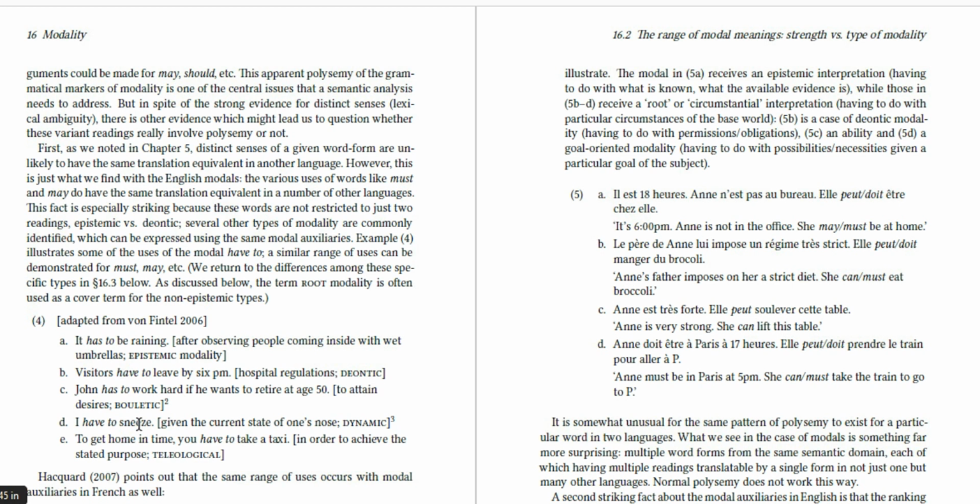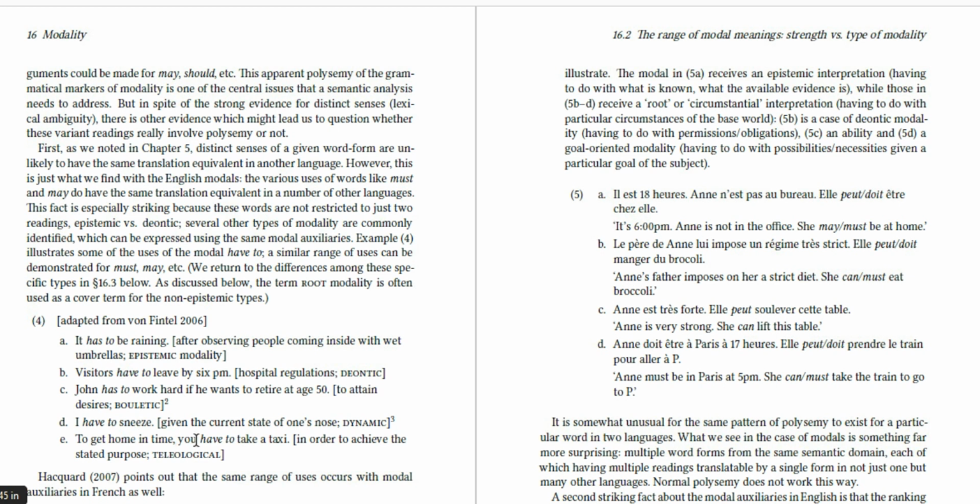And last we have the word we read here: to get home in time, you have to take a taxi. So you read this sentence, and after you read it you ask yourself, what do you understand about this sentence?